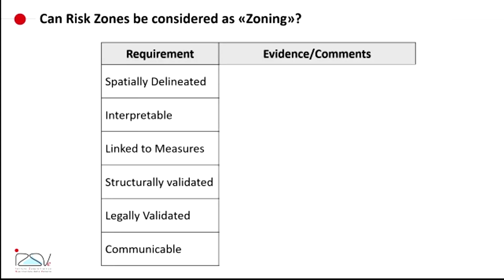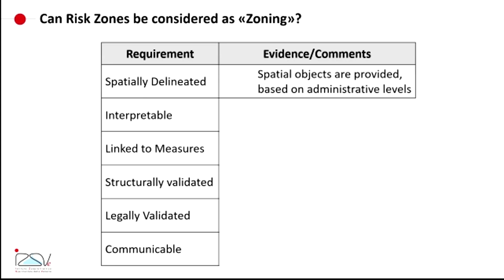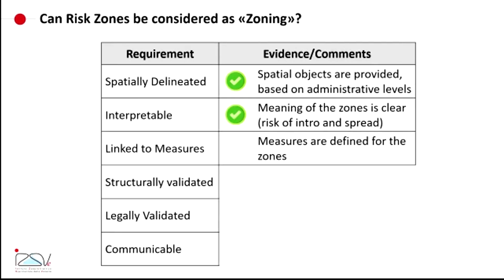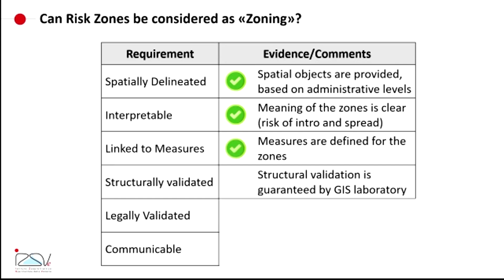So going back to the logical framework that we were talking about earlier. Are the zones spatially delineated? Of course they are. So yes, let's check. Are they interpretable? Yes, they have a simple interpretation. Those are areas at risk of introduction and spread. So that one is checked too. Are they linked to measures? As I just showed you, there are measures for every type of area. So again, they are structurally validated.